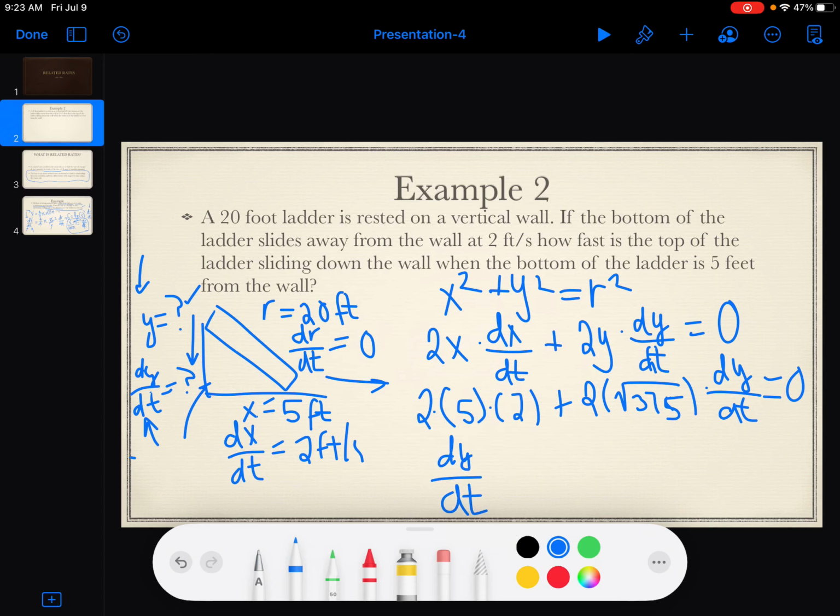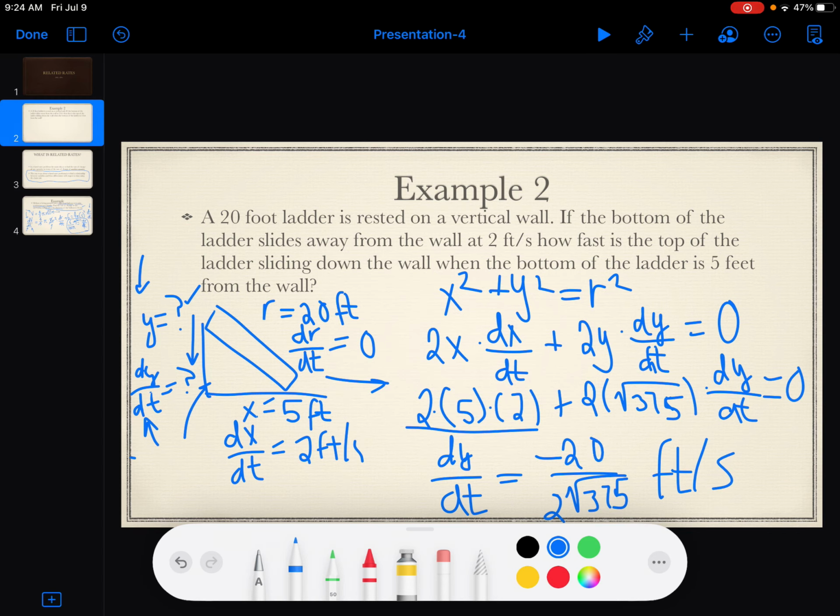dy by dt. And so this turns out to be negative 20 divided by 2 root 375. Just write that, 375 feet per second.